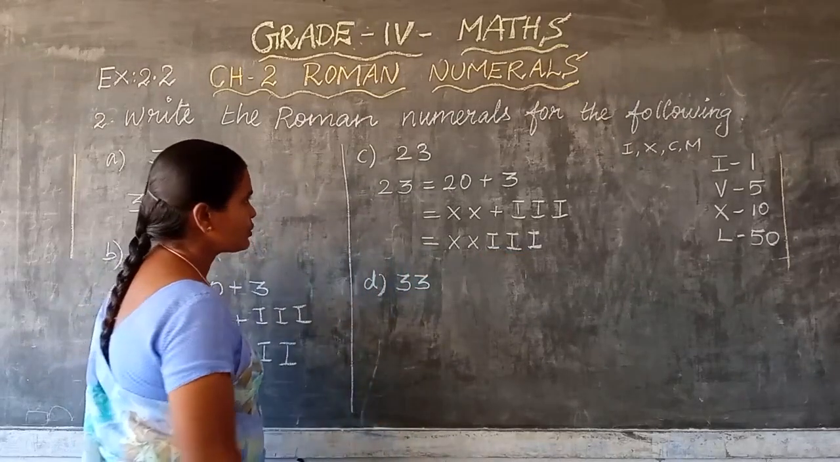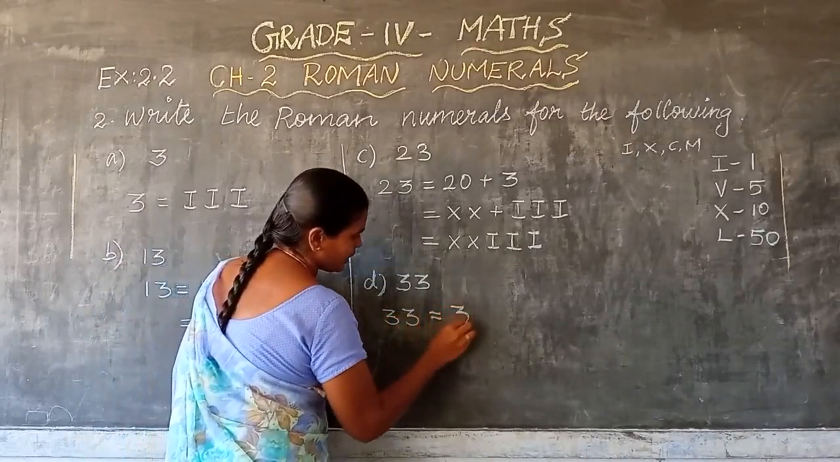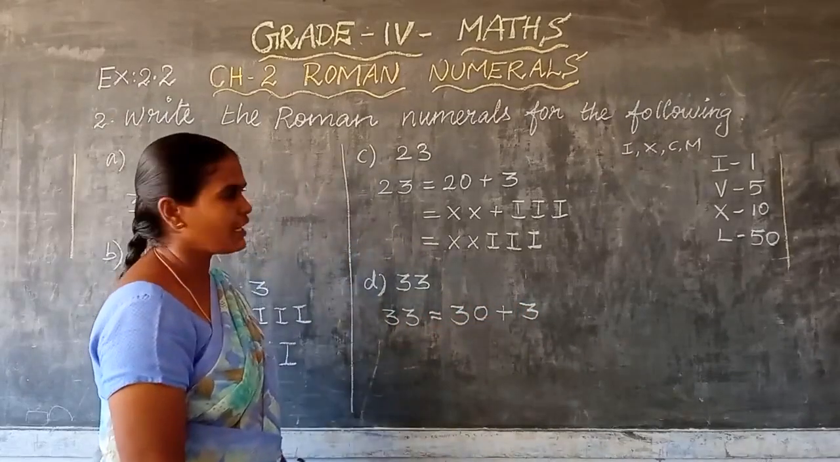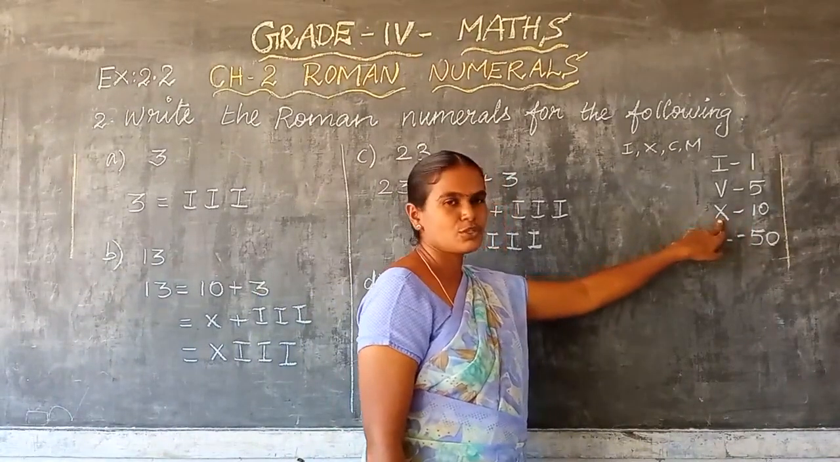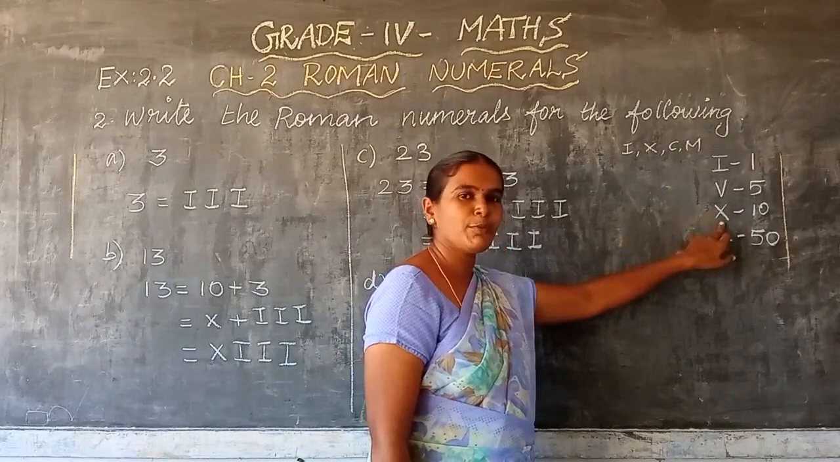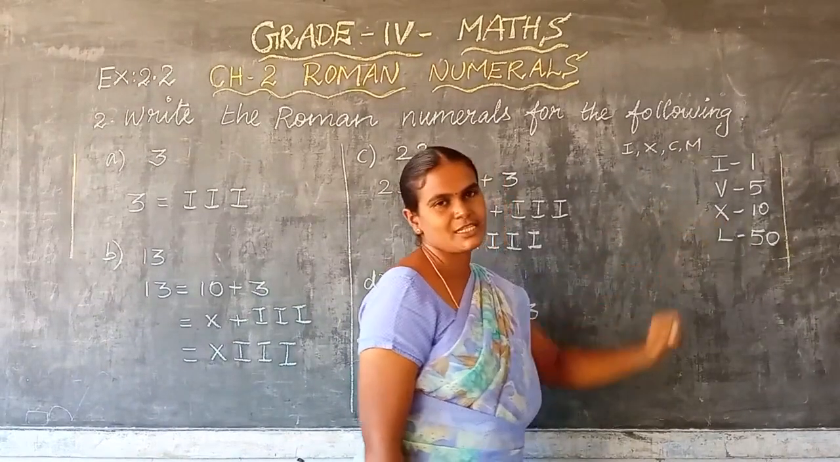33. So what is the expanded form of 33? 30 plus 3. 30 means I write 10 three times, because the first rule says I, X, C, M can be repeated a maximum of 3 times. So for 30, I will write X 3 times.